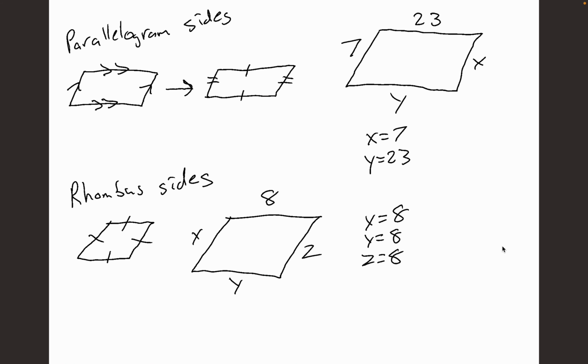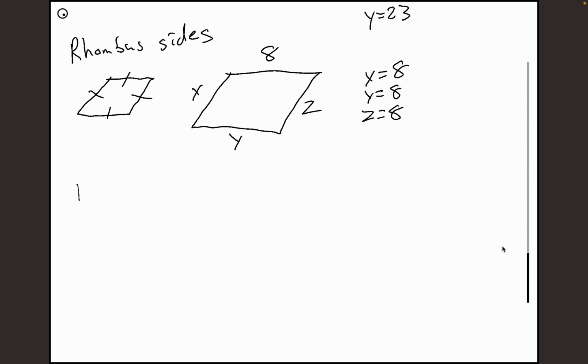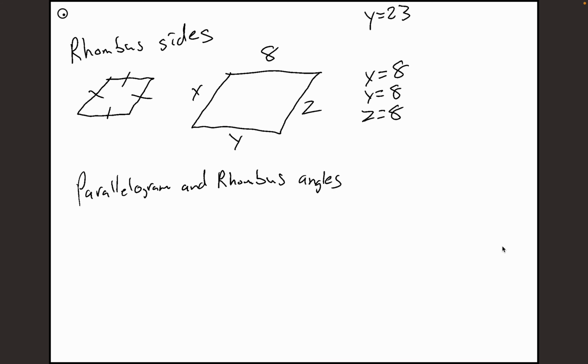Now, let's talk about the angles. When I have a parallelogram or a rhombus, what do the angles on the inside of those quadrilaterals have to equal? Not 180 because it's not a triangle. 360. Because how many sides is a quadrilateral? 4. So think of it as 4 minus 2 times 180.